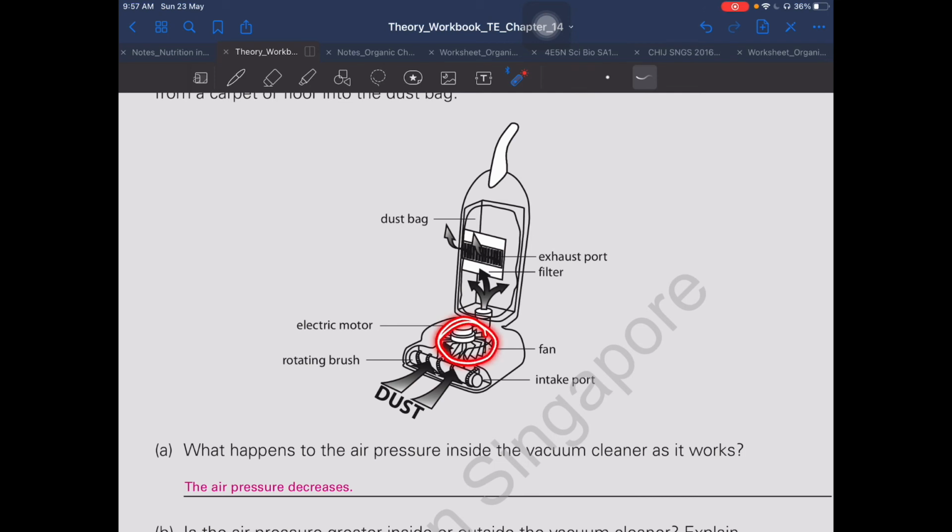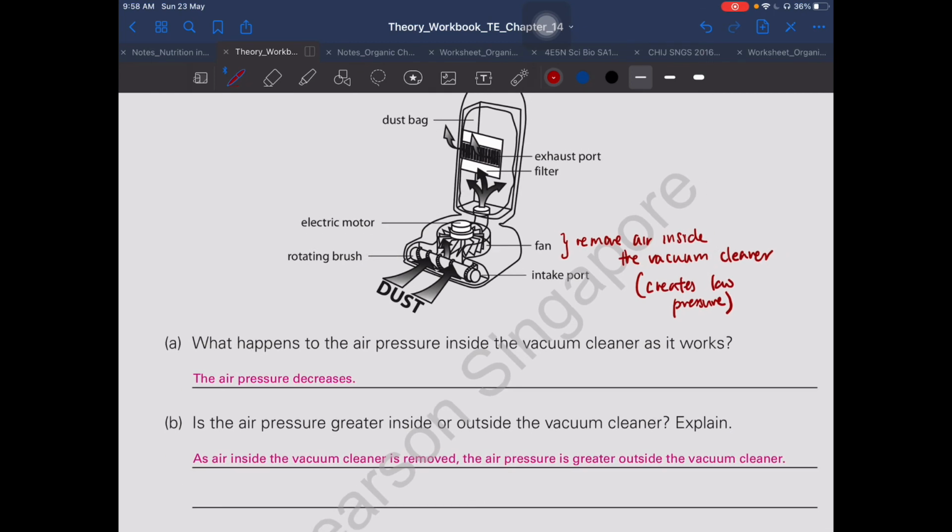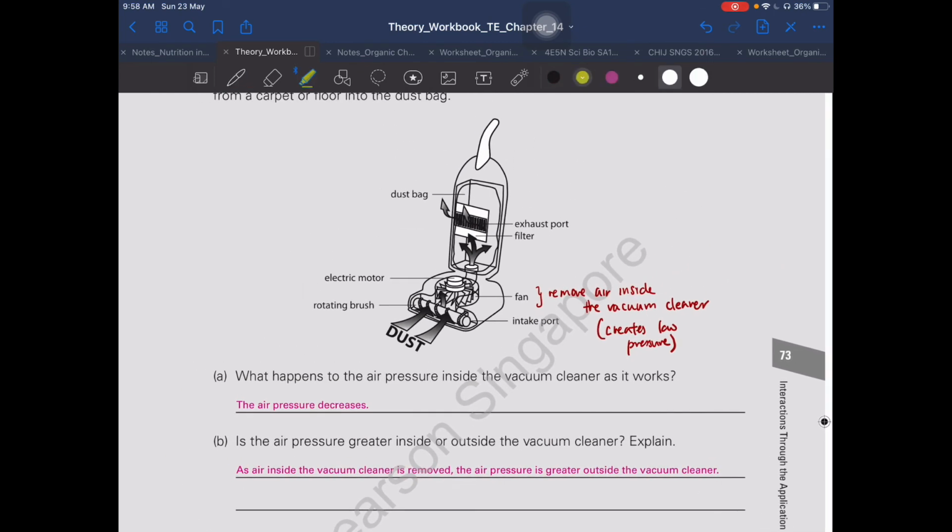Now there's a fan over here, right? And the fan actually eventually causes a movement of air up in this direction. So what the fan is doing is actually to remove air inside the vacuum cleaner. And when it does that, it actually creates an environment of very low pressure. Now when there's low pressure, what it means is that outside the vacuum cleaner, the air will actually have a greater pressure, right? So the air pressure is greater outside the vacuum cleaner compared to inside. So we are looking at a high pressure outside and an environment of low pressure that's inside.